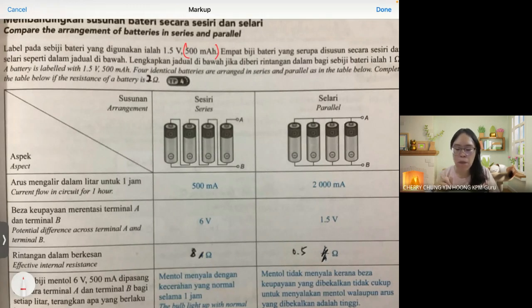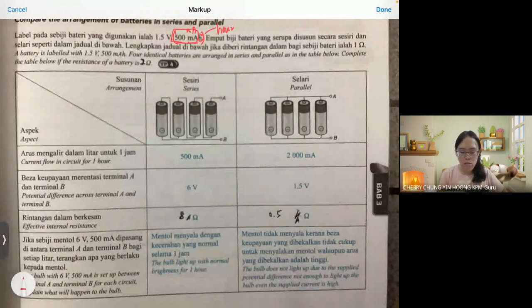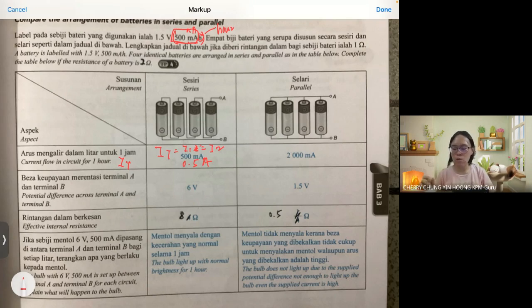milliamp hour, the milli is milliampere and the H stands for hour, so your current is 500 milliampere. That is why in series, because we know I total for series is I1 equals I2. So one battery is 500 milliampere, so the series circuit supplies a total current of 500 milliampere. If you write 0.5 ampere, that is also fine. Whereas for parallel, you add everything together. Because there are 4, 500 plus 500 plus 500 plus 500, so it is 2000 milliampere, or 2 ampere.